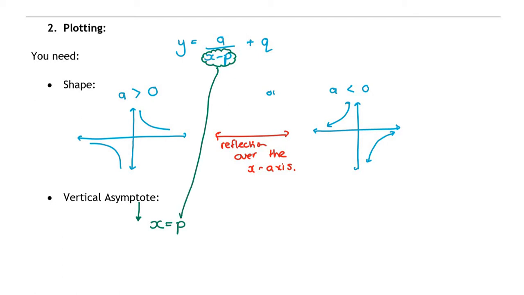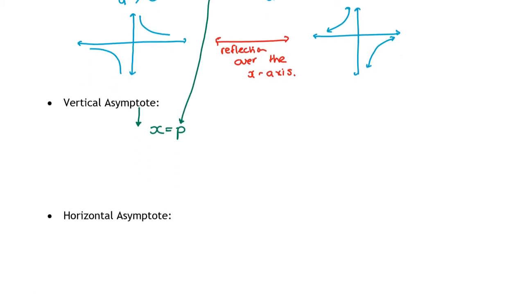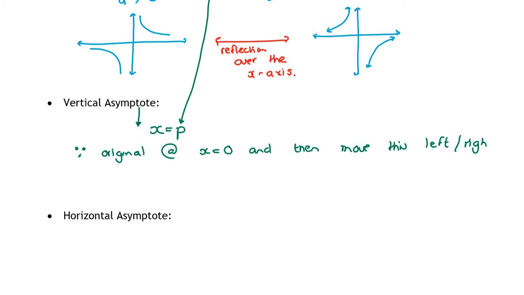Now, why does it happen at x is equal to p? Because the original parent function had an asymptote at x is equal to 0, and then you move the graph left or right. So when we do examples again, we're going to concentrate on the sign of p, and therefore how you know if it's x is equal to positive 2 or negative 2, for example. When we do an example, we'll have a look at that.